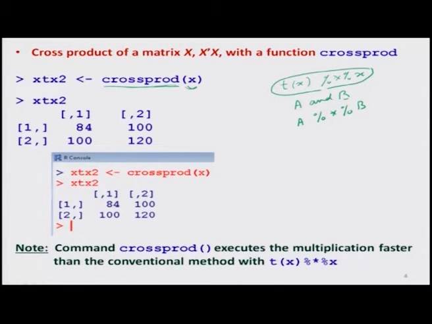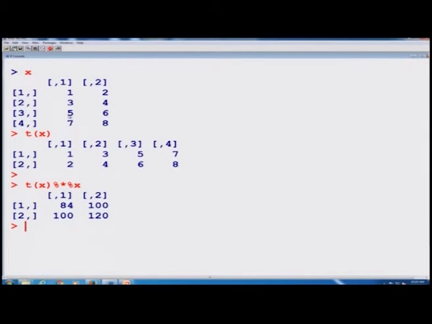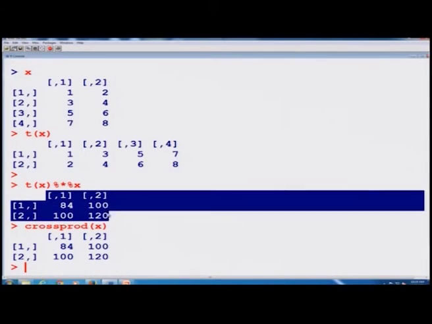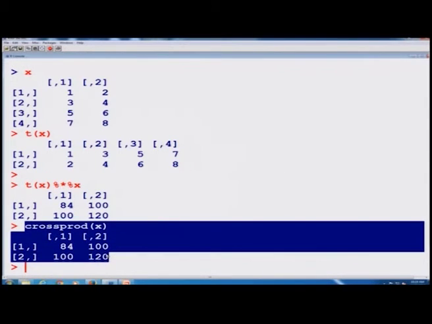Let us first see what happens, and then I will explain something more. If I write here crossprod of x, you can see that this is the same thing which we have obtained. Now, if I say crossprod of x, you can see that this outcome and the earlier outcome are the same.